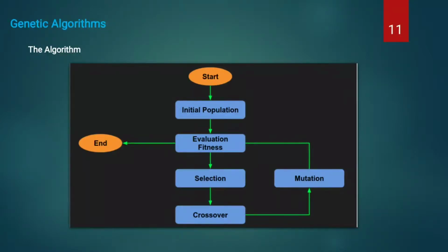A genetic algorithm can be explained in many ways, but the flow will not change. We start with the initial population, then evaluation of fitness, then selection, then crossover, going to mutation. If the solution is satisfied, it ends, but if not, it keeps going in a loop here.